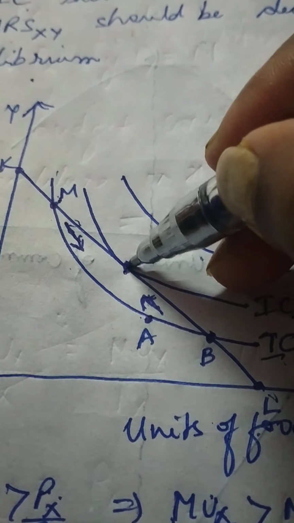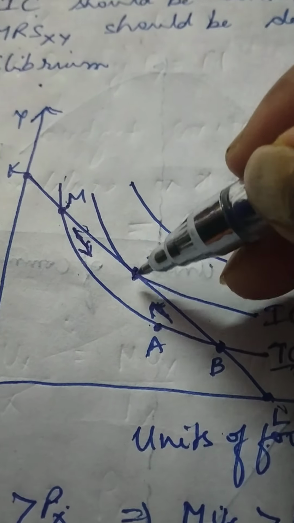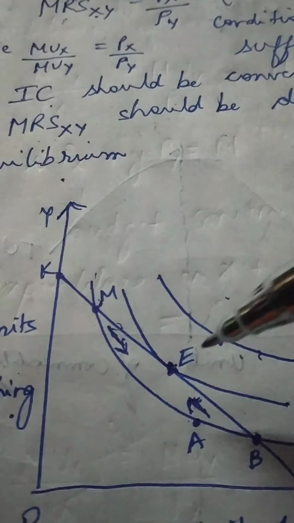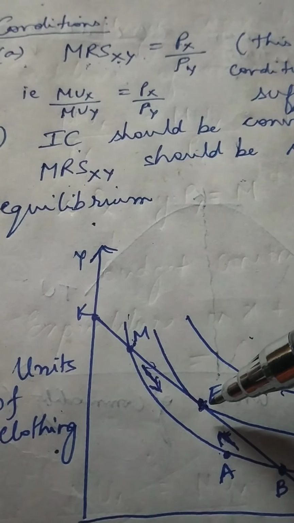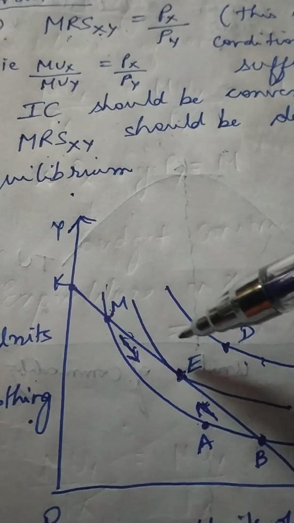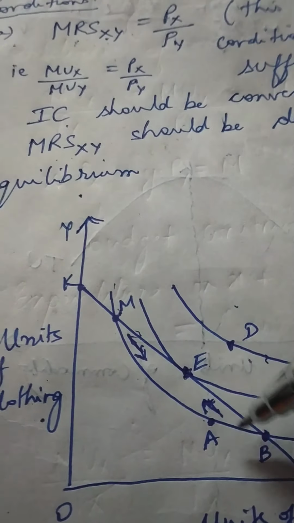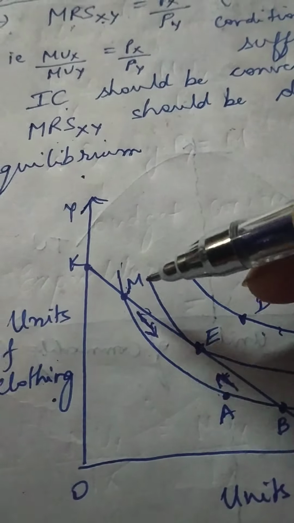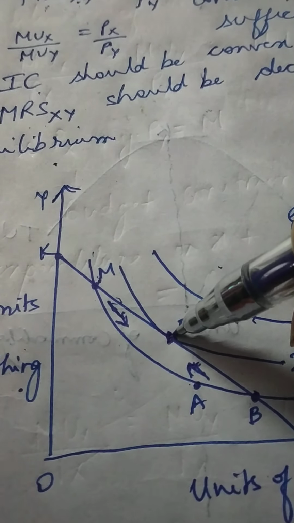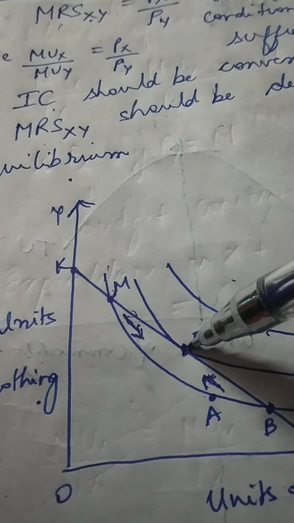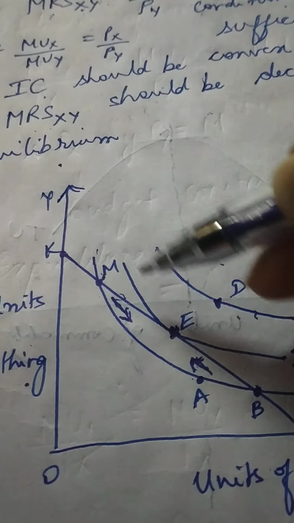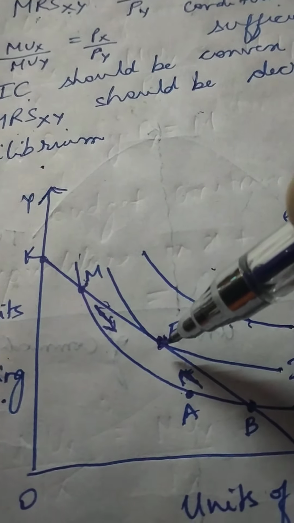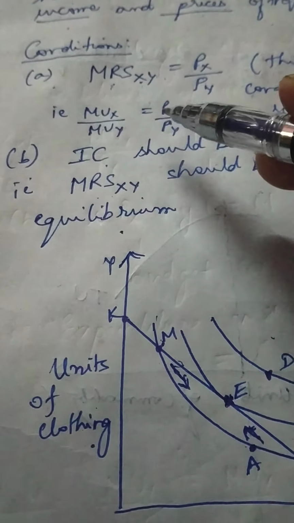The point E is the equilibrium point. Why? Because see, at this point all the equilibrium conditions are satisfied. MRS XY is equal to PX by PY, that is the slope of the indifference curve is equal to the slope of the budget line. That is, the indifference curve is tangent at this point. Tangent means it is just touching the budget line here. So point E is the equilibrium point, satisfying the first condition.